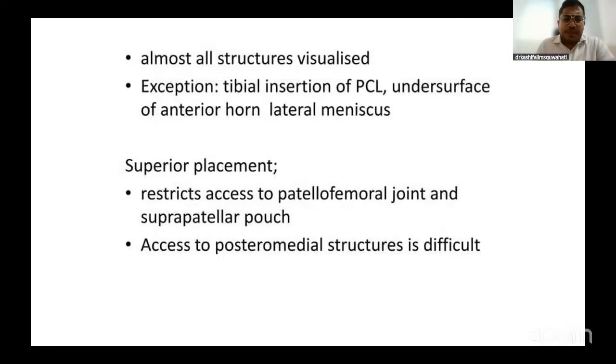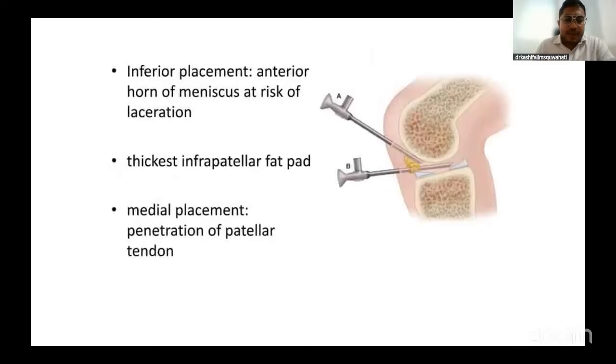So most of the structures are visualized, except we might struggle with the tibial insertion of the PCL and the undersurface of the anterior horn of the lateral meniscus. A superior placement will restrict a little of the access, and obviously the access to the posterior medial structures is difficult. Too inferior placement of this portal will give the risk of injury to the anterior horn of the meniscus, and the infrapatellar fat pad will also come in our way. If we go slightly more medial, we have chances of damaging the patellar tendon.